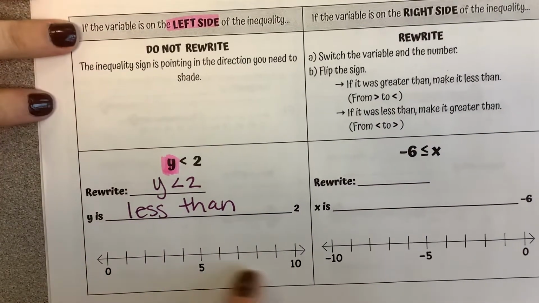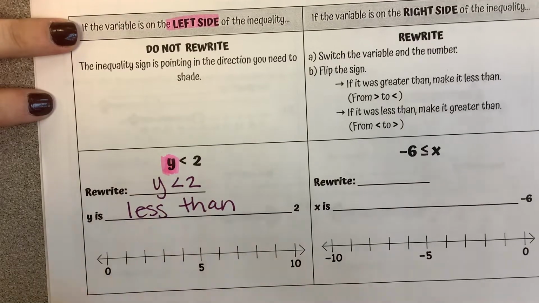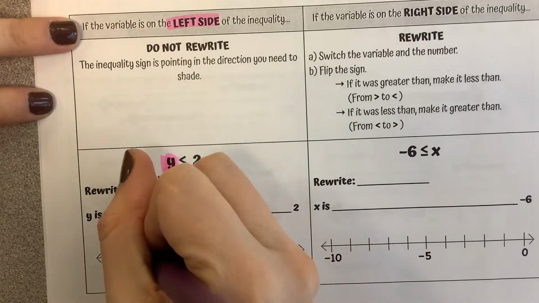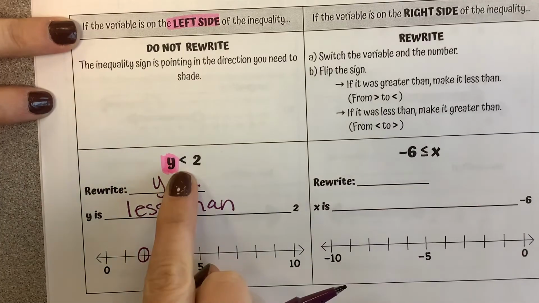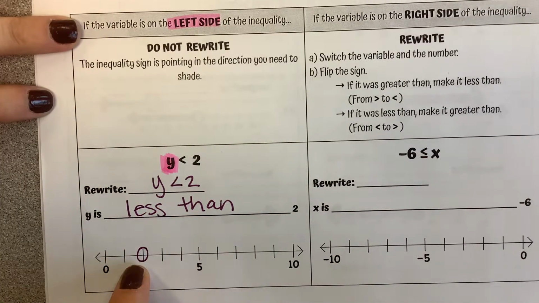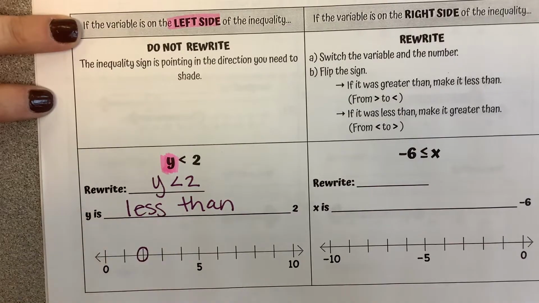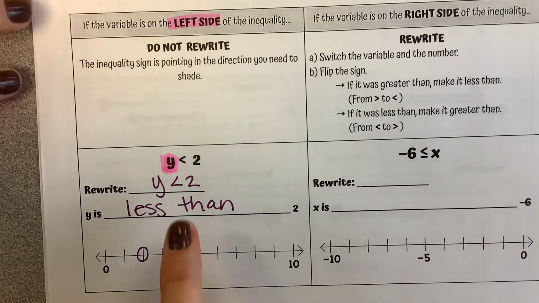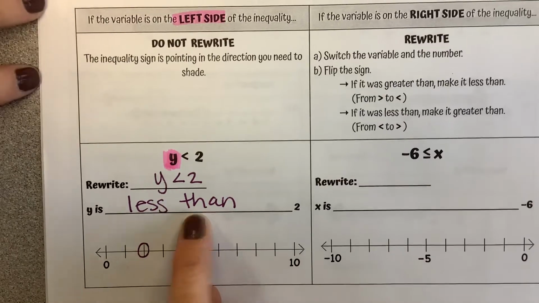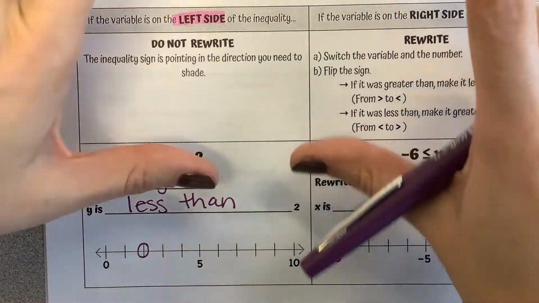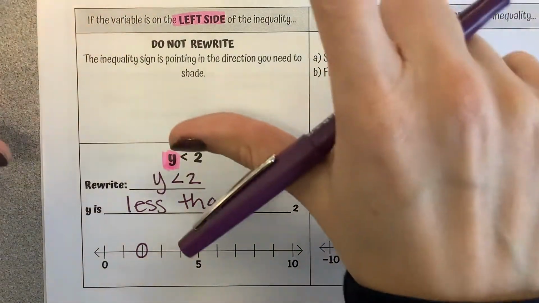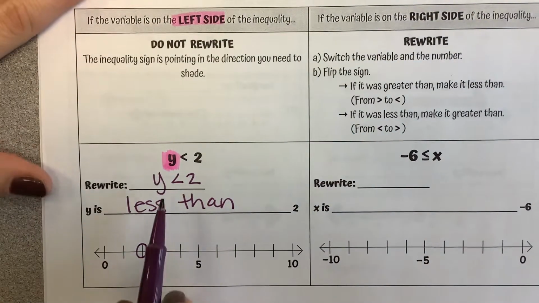We have the number line marked for us. I'm finding 2. 2 is right here. I'm drawing a circle. There is no equal to part, so I'm leaving that circle open. You need to put it on the number line, you're not putting it above. Then less than means I'm shading to the left. So remember, L, left, this would be the right hand.